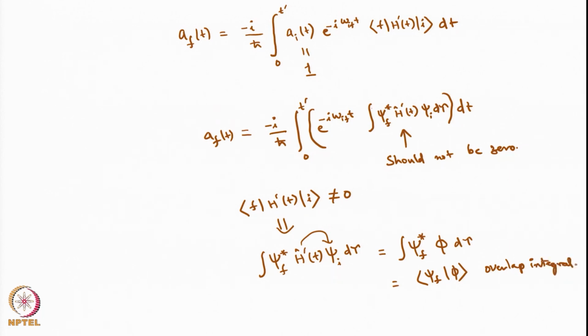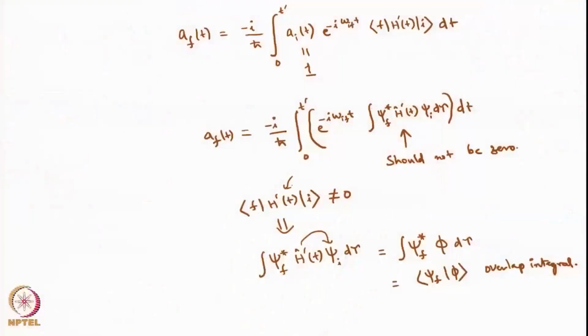So, what does it mean? It means when H'(t), or the perturbation, acts on your ground state, it should create a new function which will have overlap with your final function. So overlap is nothing but the projection, whether when one function is projected onto the other, they have some commonality. So in this case, when H'(t) acts on your ground state, the resulting function must be able to project onto your final state, only then this integral will become non-zero.